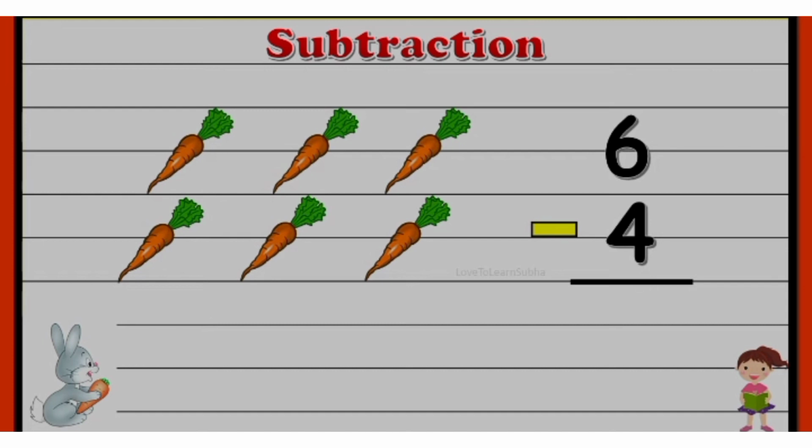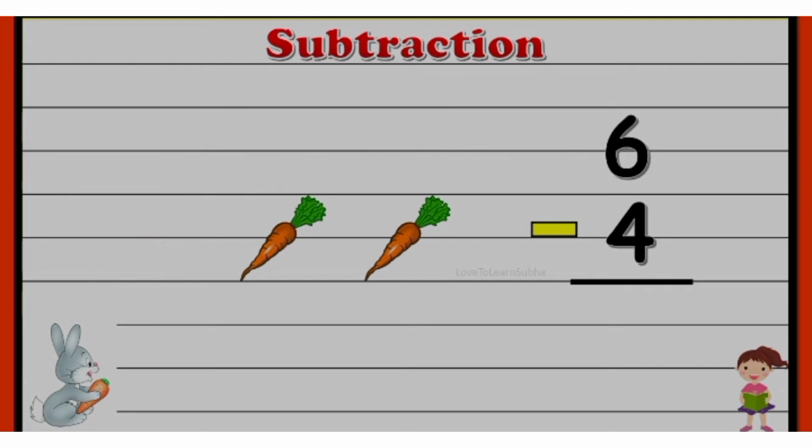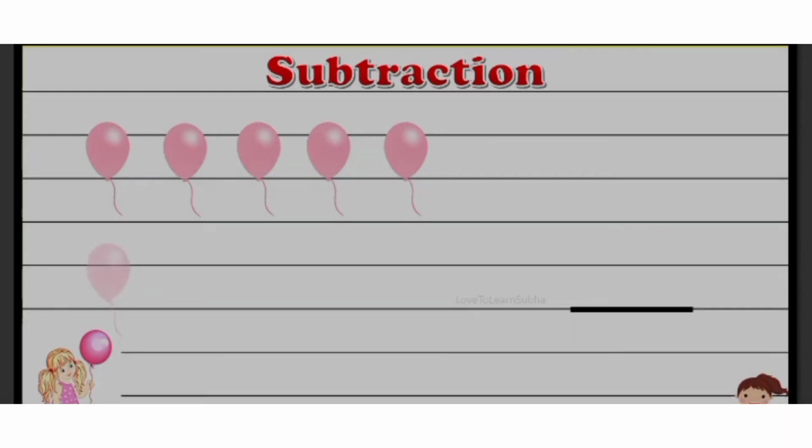And what is the remaining balance? We are subtracting 4 from the 6 carrots. And the balance is 1, 2. So the remainder gives you 2 carrots. Let's see another example.